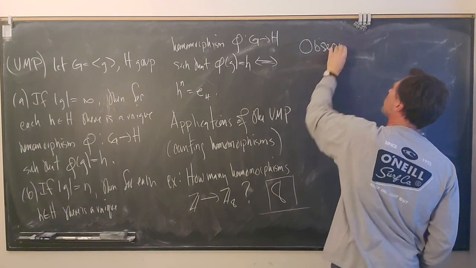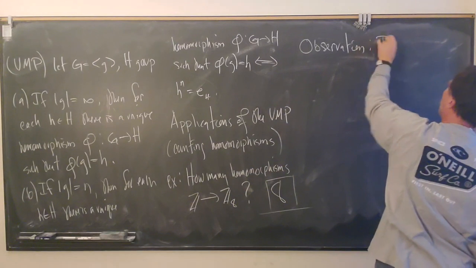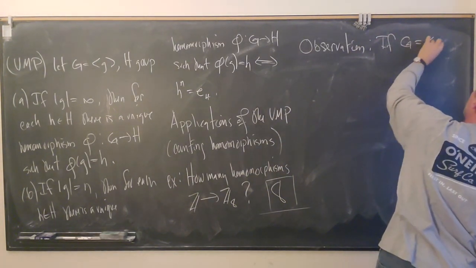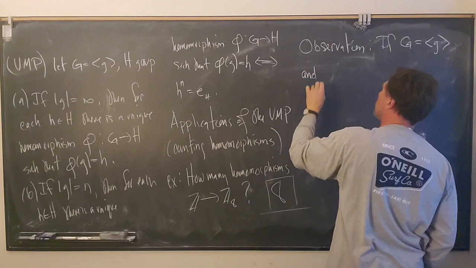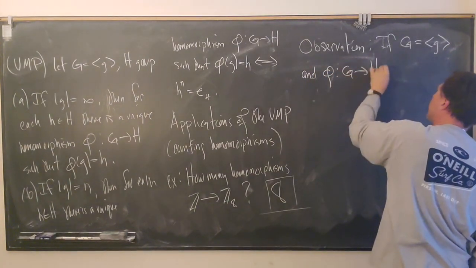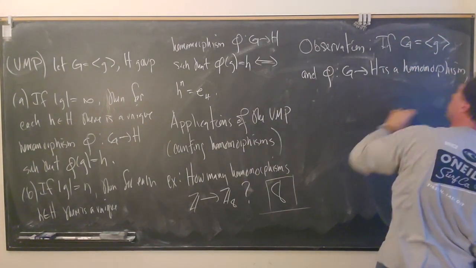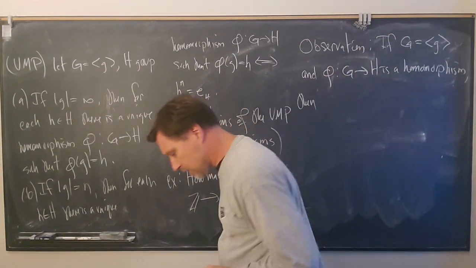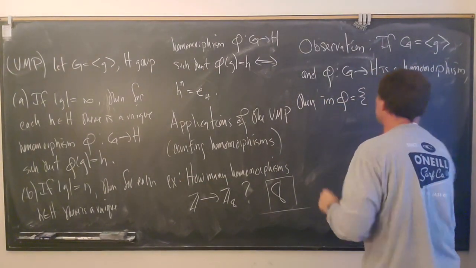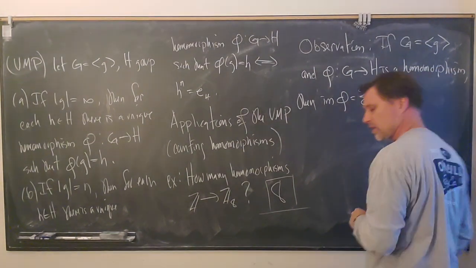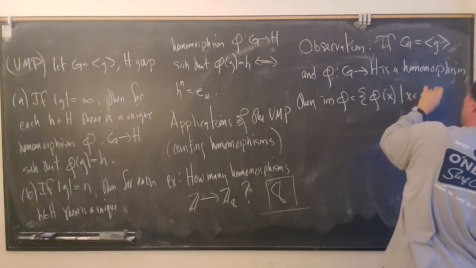But first, an observation. If G is cyclic with generator little g, and phi from G to H is a homomorphism, then when I look at the image of phi, remember the image is the set of all things of the form phi of x, where x is in capital G.